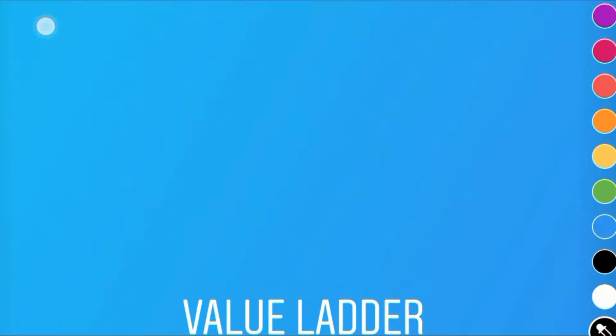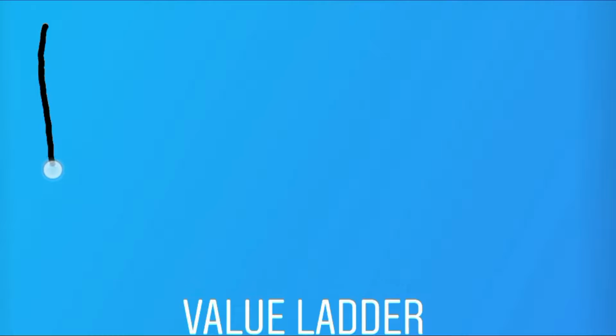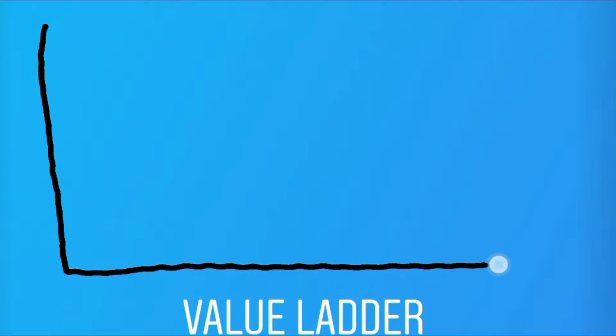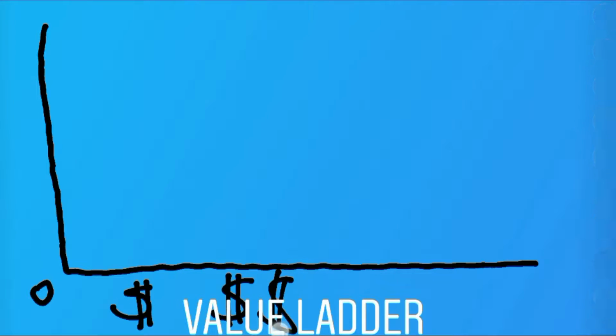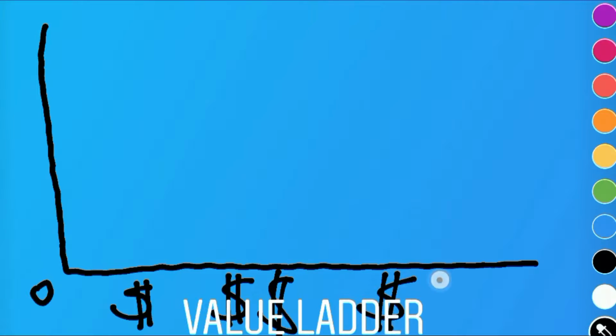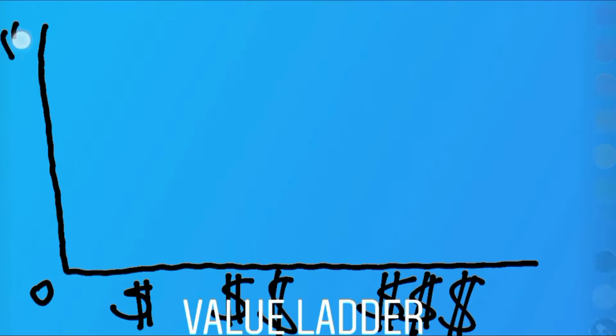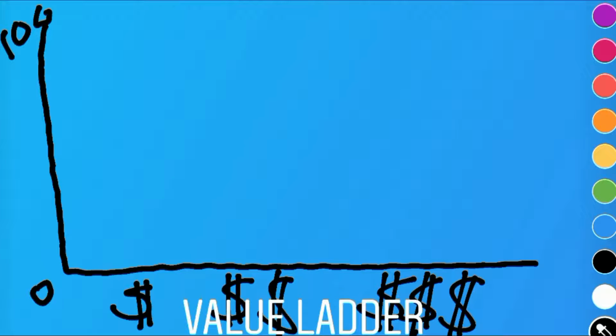All right, first we're gonna draw the graph. It's gonna be an X and a Y axis. So here's the Y axis right here, drawn in black. And then here's the X axis. All right, so here's how this is gonna work. So in the corner we have 0, that's the origin point. Then I'm explaining all this in a second. So then you draw a $ sign, a double $ sign, triple $ sign. And I think that's enough for the x-axis. And then I'm gonna draw or put 100 at the top here. Let me explain all this.